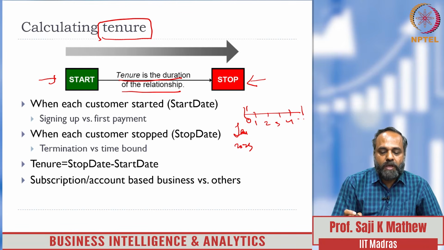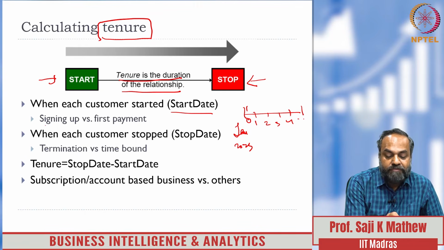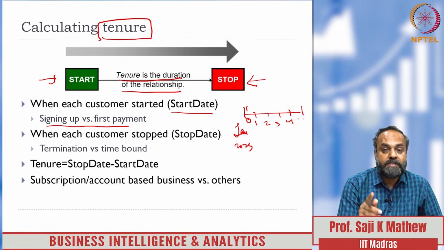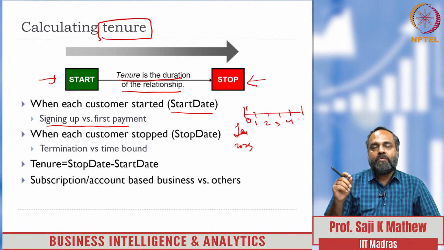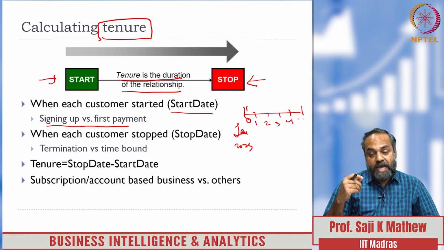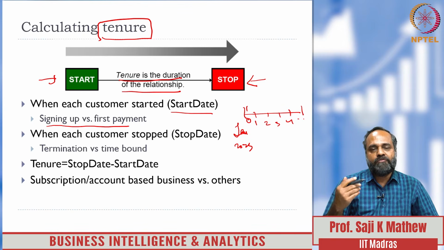So start date is signing up for a product or a service, but when you actually work with data, you will have challenges. For example, when did a customer become a customer? Is it when the customer signed in for your service and you have a 1 month free subscription, and the customer signed in for the 1 month free subscription, but at the end of 1 month the customer did not continue, but availed the free service?